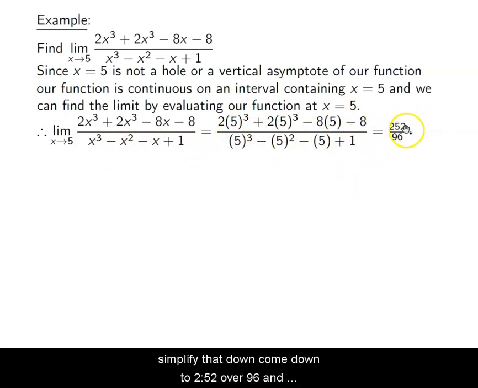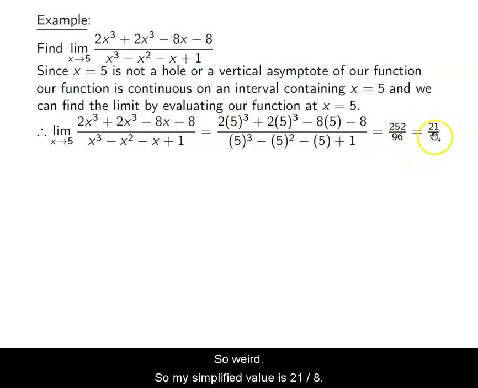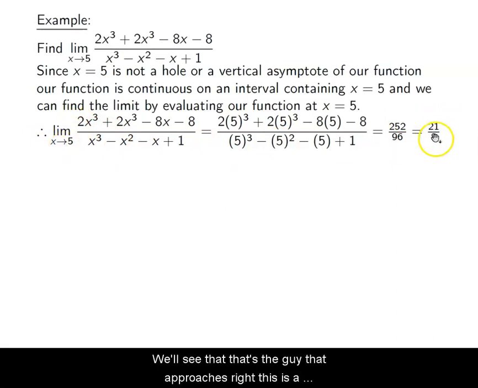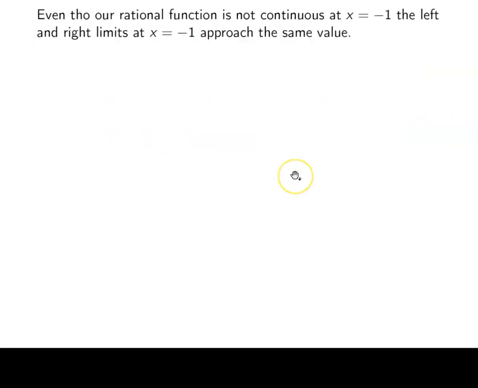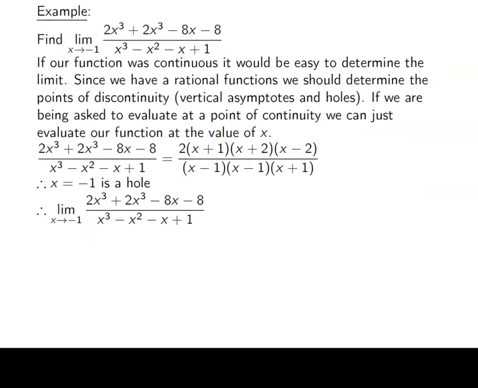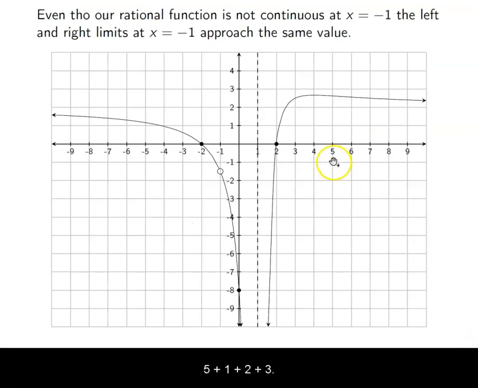It comes down to 252/96. And again, right, we just keep simplifying until we're done. So my simplified value is 21/8. So that is the limit as x goes to 5, which should make sense. If you go back to our graph, we'll see that that's the value it approaches, right? This is a little bit more than 2, right? Okay, so for 5, we have a little bit more than 2, right? Less than 3, more than 2.